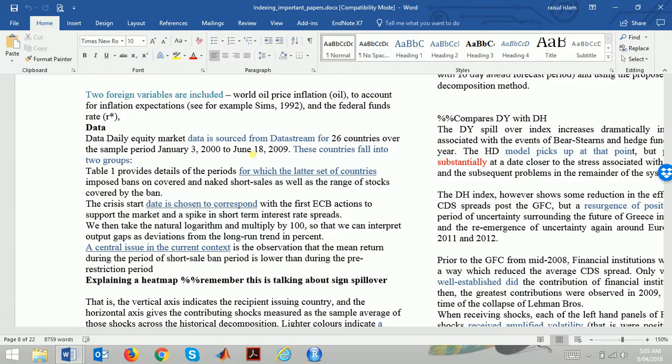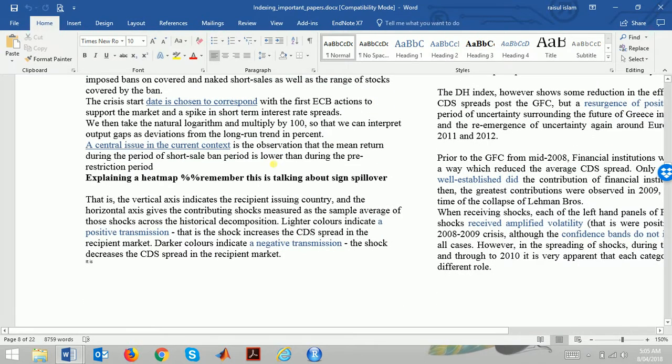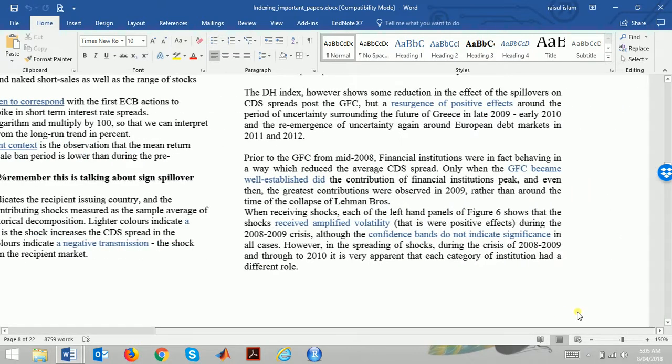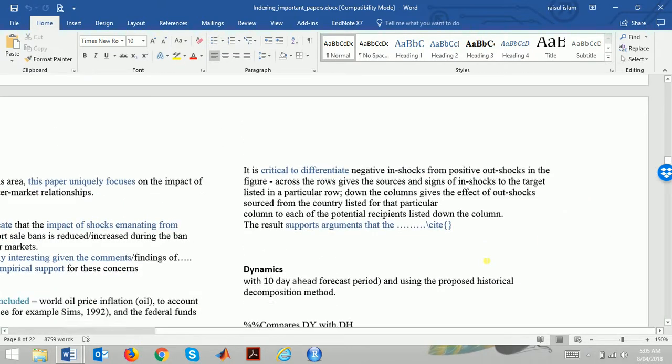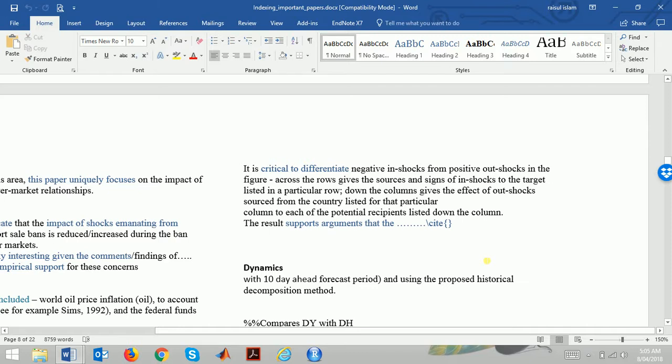A central issue in the current context is the observation that the mean return during the period of short sale bans is lower. Explaining a heat map, remember this is talking about sign spillovers. Lighter colors indicate a positive transmission, darker colors indicate a negative transmission. It is critical to differentiate negative in shocks from positive out shocks in the figures.